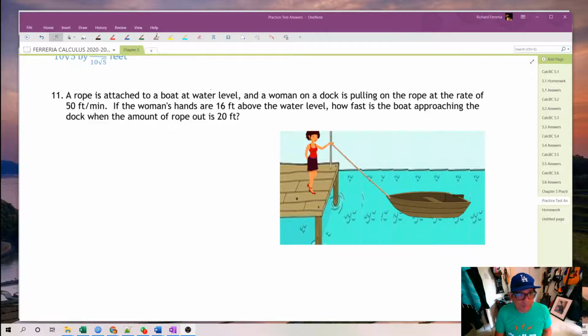Now, remember that the rope is going in. So whatever rate we put here, that's going to be negative since that length is decreasing. And like so many of the problems, the trick here is to look at this as a triangle. So here is our triangle. It is a right triangle.